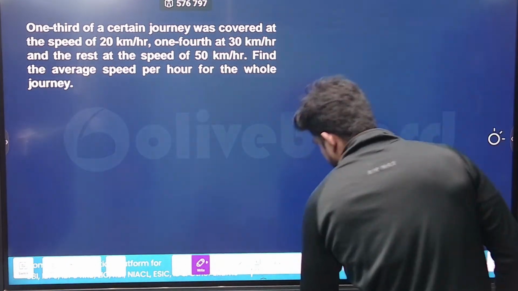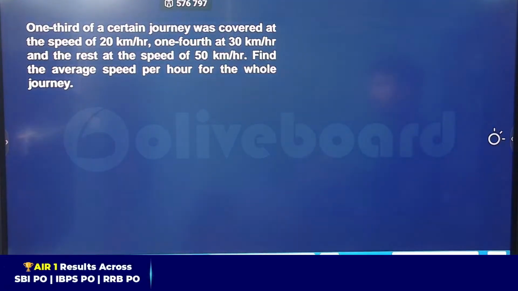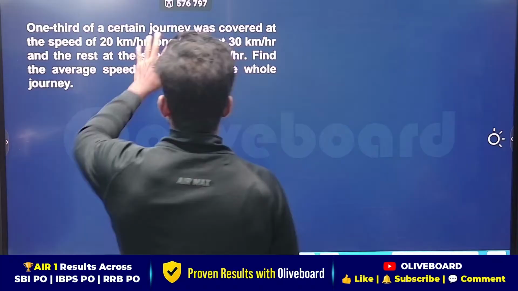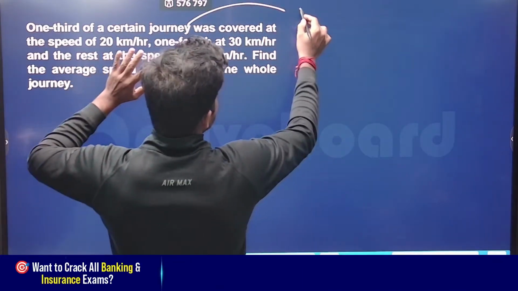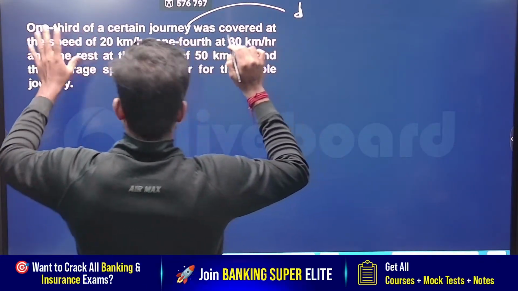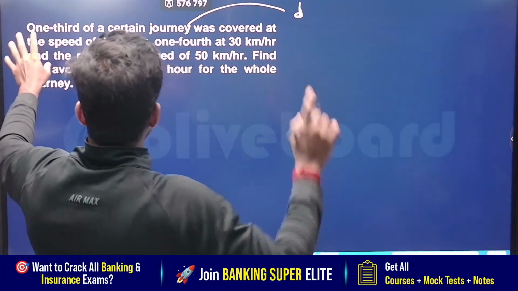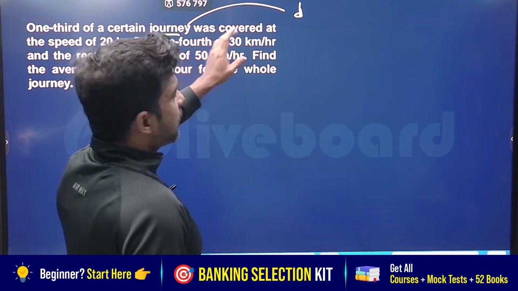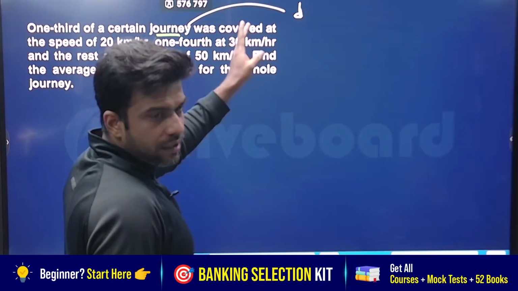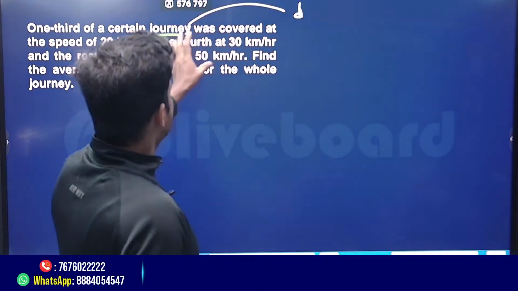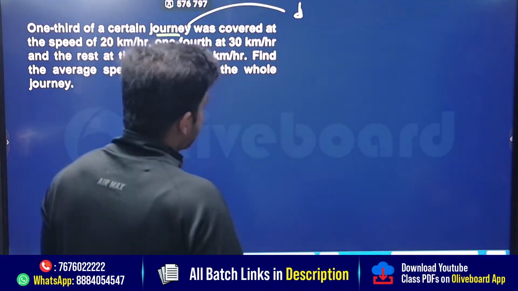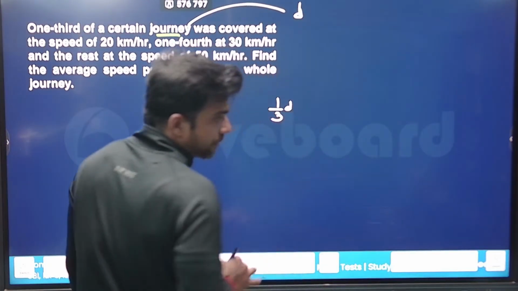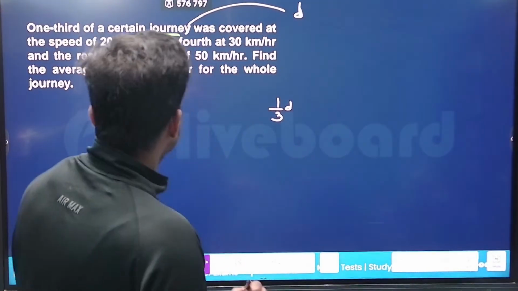Go for it slowly. One I'll do for you. 1/3 of a certain journey. They're talking about some journey. This journey would be D. Now, you should understand that while reading statement number 1, I concluded that I need to put the logic in terms of my journey. So I'll react over the point of journey. So 1/3 of the journey means 1/3 of D. Correct? I hope this is clear.